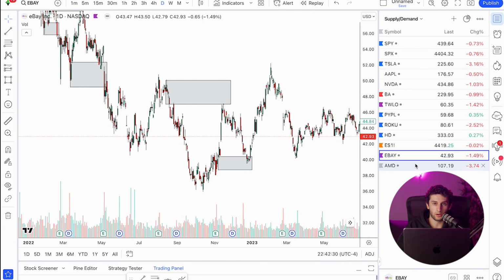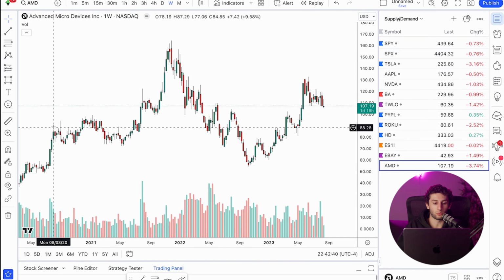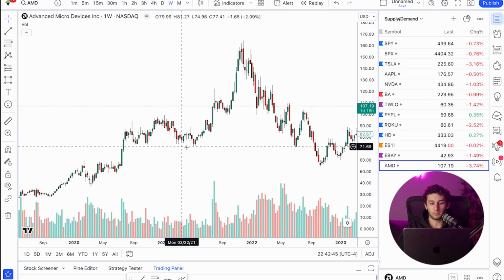Now, I want to show you another example on AMD, right? If you look at AMD and we zoom out more, so on the weekly chart, you can see for a lot of this time, price was in an uptrend, okay? Price went up, came back down. We never really hit this demand zone back here, but price kept going up and up and up.